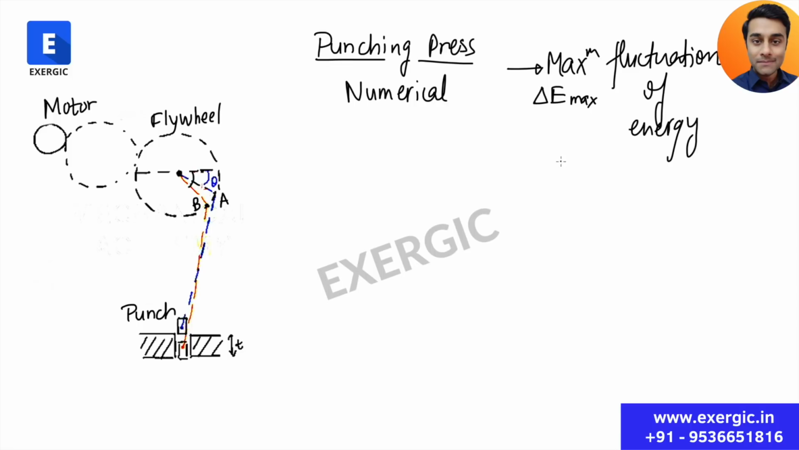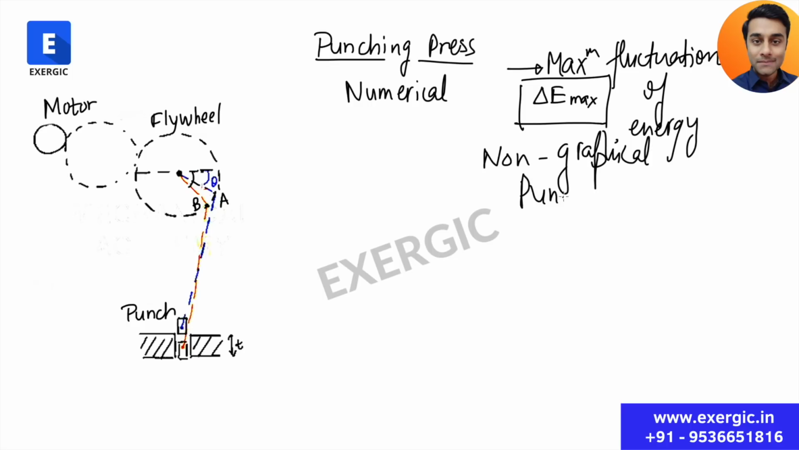I have told you how you can calculate maximum fluctuation of energy, and every numerical as well as theoretical concept needed to solve the graphical problems of turning moment diagram is already covered. In this particular lesson, I am still talking about maximum fluctuation of energy, and I am going to tell you how you can find out maximum fluctuation of energy for non-graphical cases of punching.